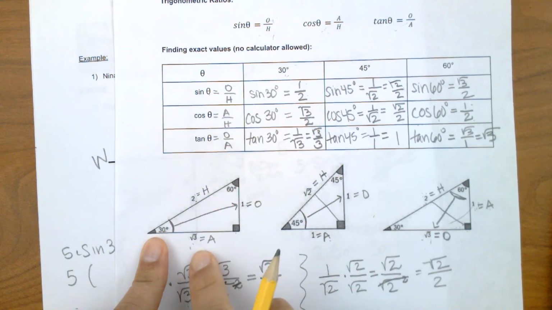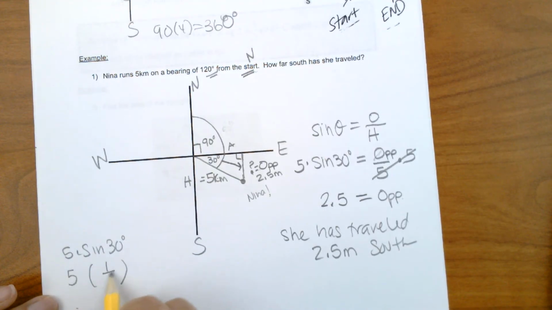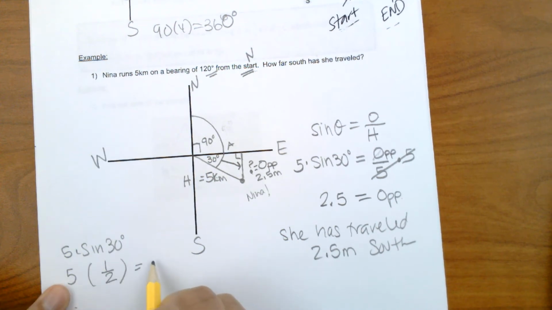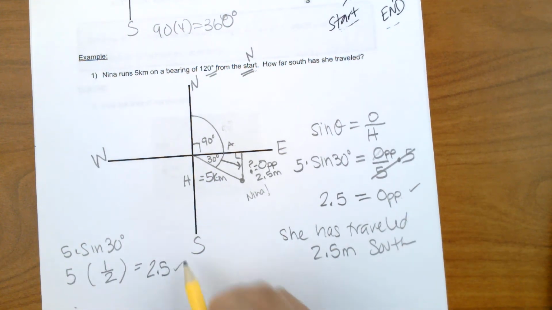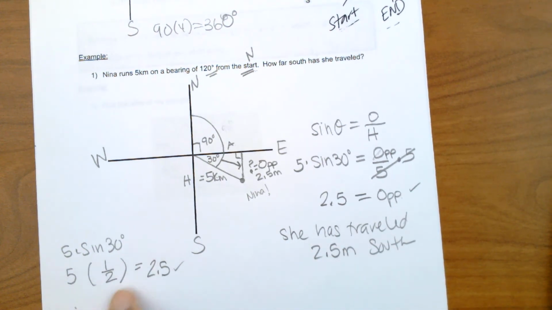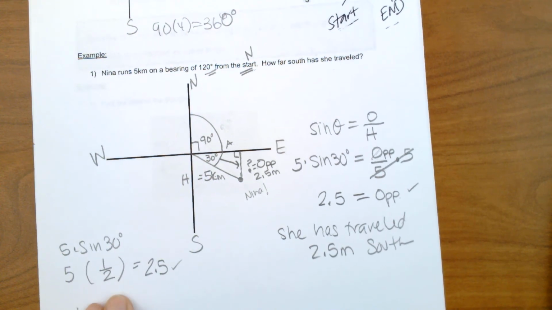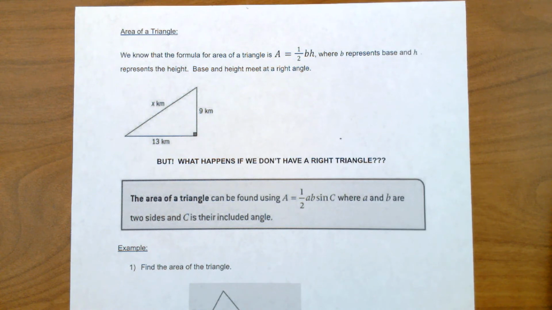Remember 1, 2, square root of 3? So sine of 30 is 1/2. So we could have put in here 1/2. And 5 times 1/2 is 2.5, which is the same as what we got with the calculator, except we don't need a calculator to do that if you know your ratios of your 30, 60, 90 or 45, 45, 90 triangles. Okay. Last thing for this video, and that is going to be the area of a triangle.